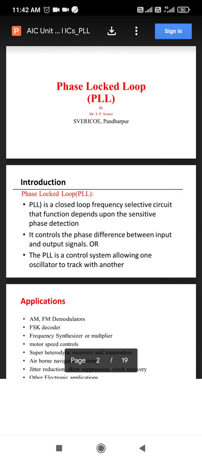Screen is visible? Yes, sir. Okay. So we can start now.